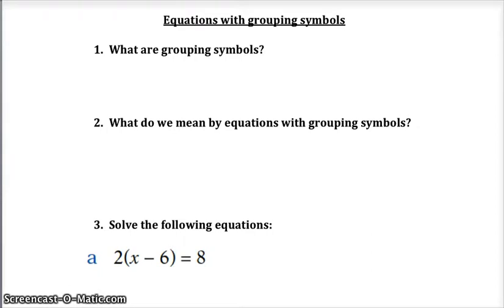We're going to learn today how to solve equations with grouping symbols. Now, the first thing you need to think about is, what are grouping symbols? What do they look like in maths? And the second question I want you to think about is, what do we mean by equations with grouping symbols? What does that even look like? I've showed you a little clue on the video here, so it can help you to write down your answer. What you need to do at this point of the video is pause it and write down in your own words the answer to questions 1 and 2.